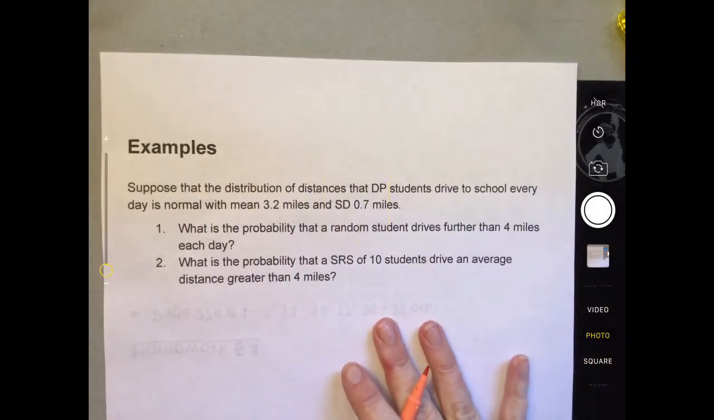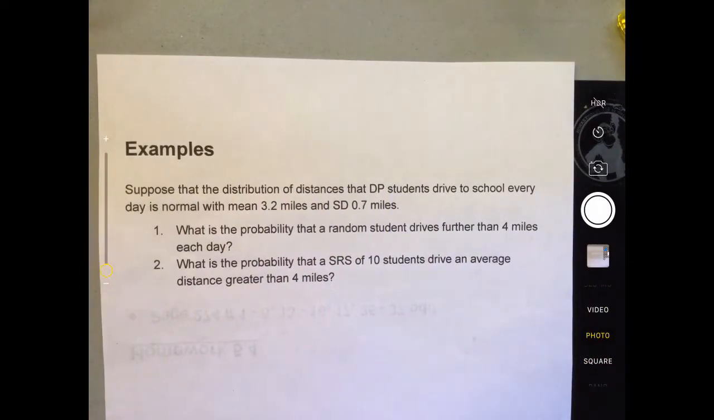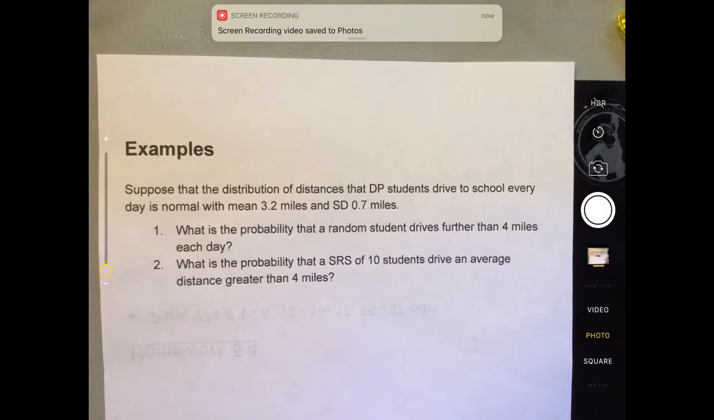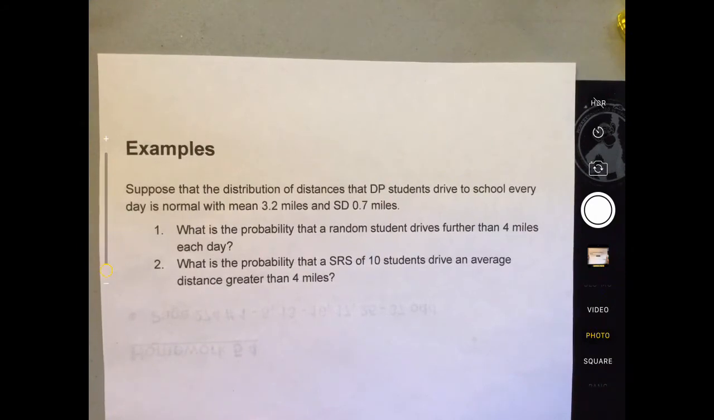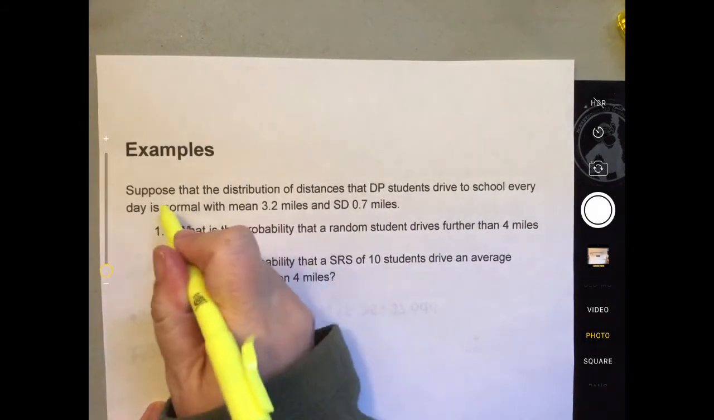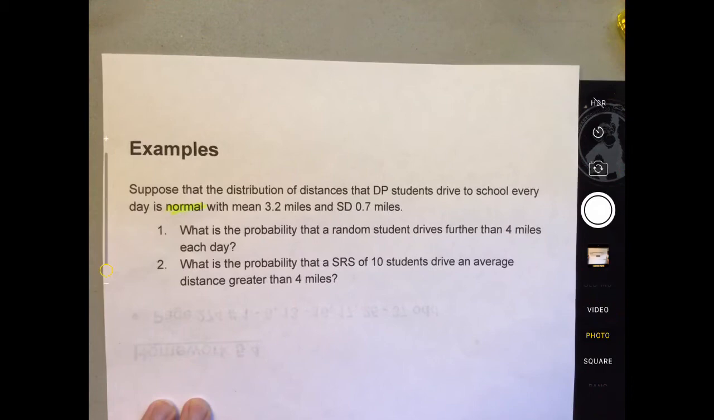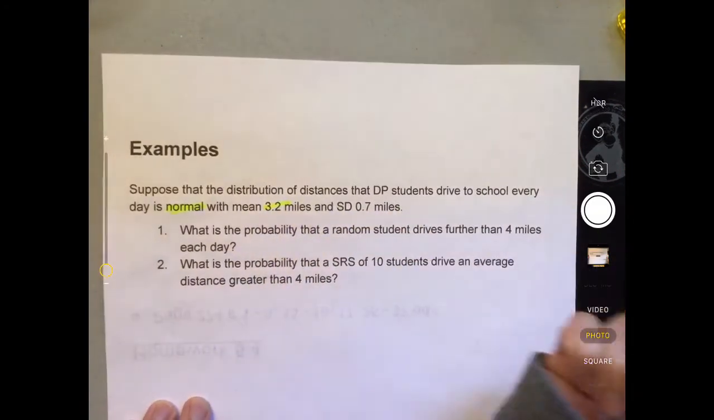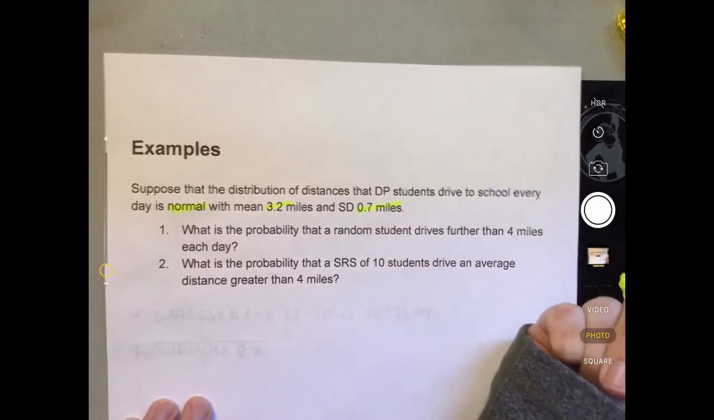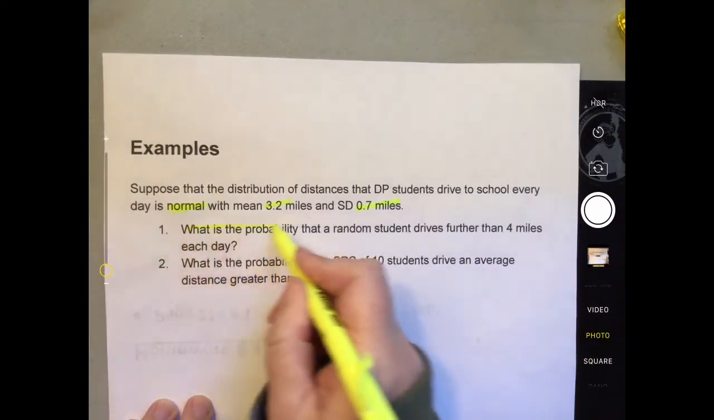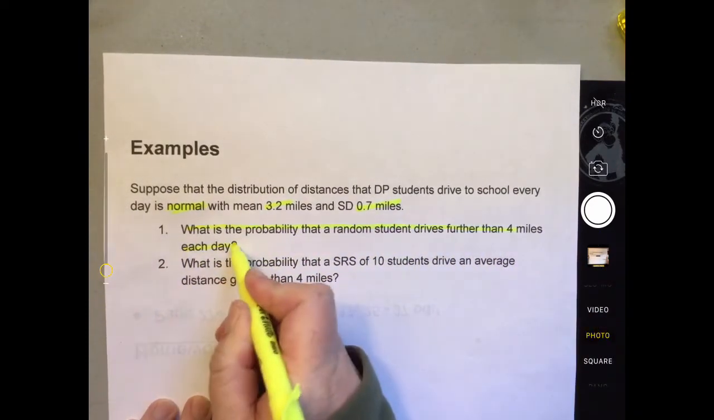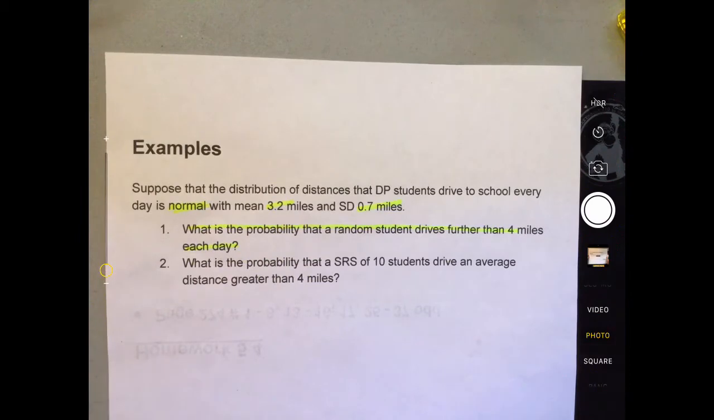Okay, examples. So this first one you should already be able to do from what we've already done in this chapter. Suppose the distribution of distances that DP students drive to school every day is normal. That's very important, so that means that we are still using our z-score chart. It has a mean of 3.2 and a standard deviation of 0.7. This first problem you can already do without any information that we learned today.